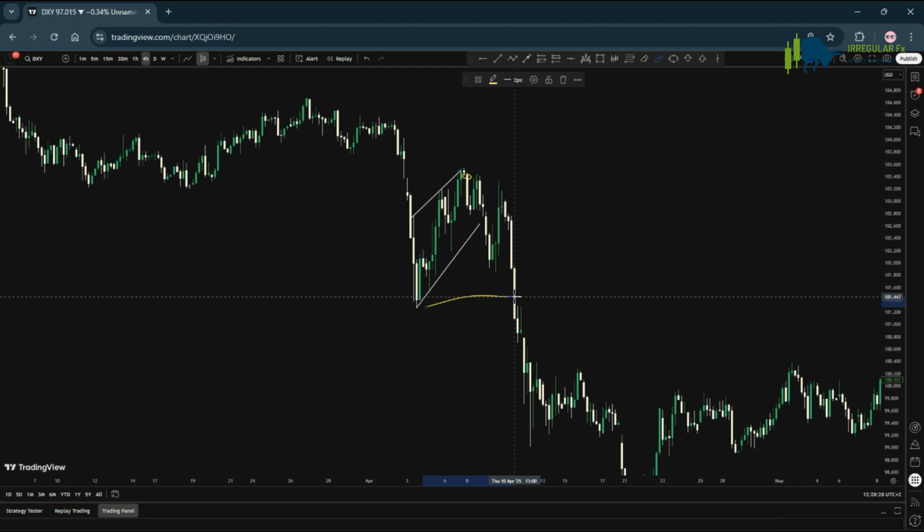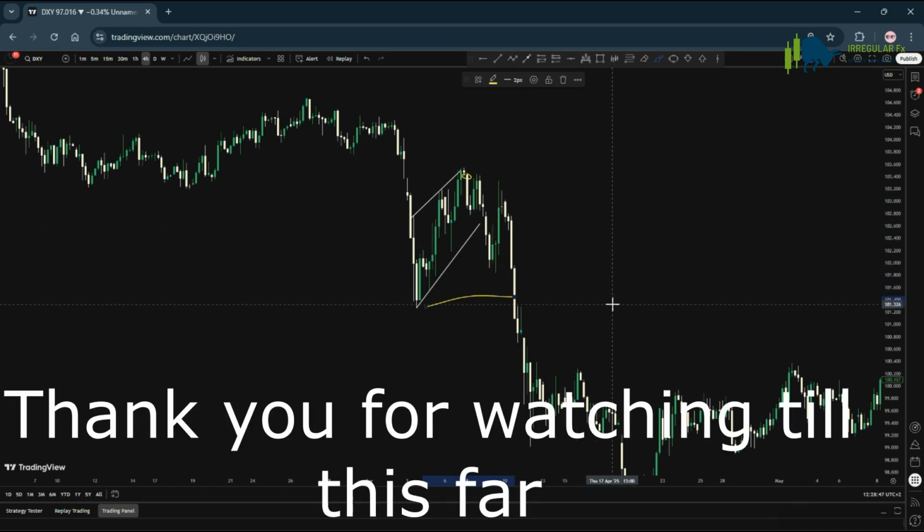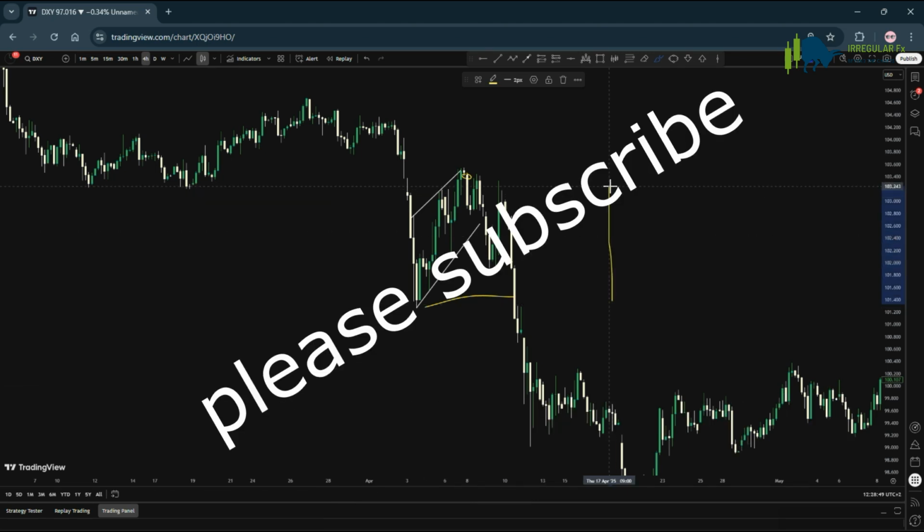So yes guys, these are our two continuation patterns, a bullish continuation and a bearish continuation. The logic of these patterns is that for a bullish continuation, you just have to look for a structure that will be falling in this manner.